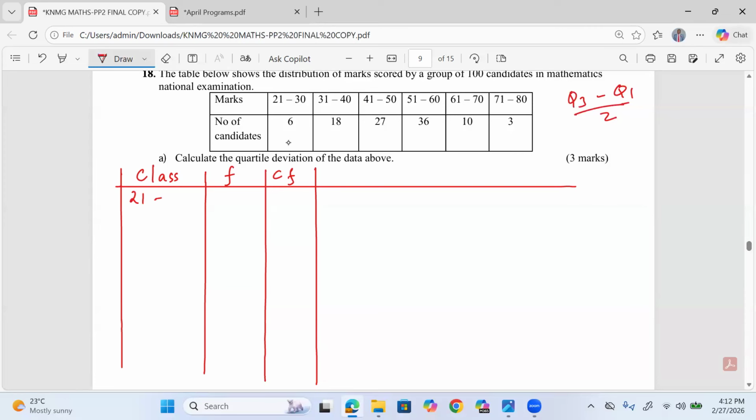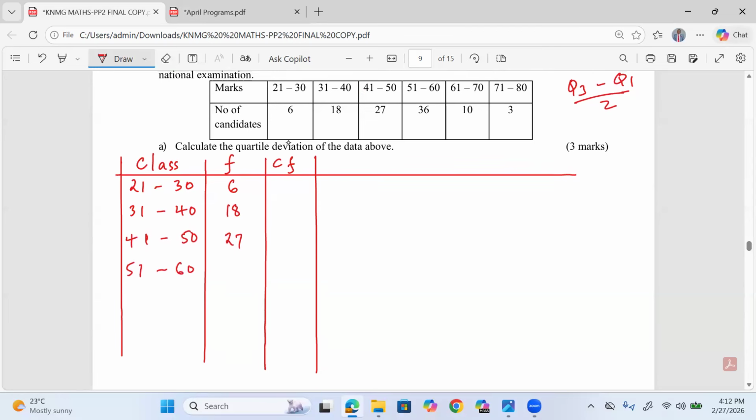21 to 30, 6. 31 to 40, 18, then 41 to 50. Is it 27? Yes. Then 51 to 60, we have 36 of them. Then 61 to 70, we have 10 of them, and 71 to 80, we have 3 of them.